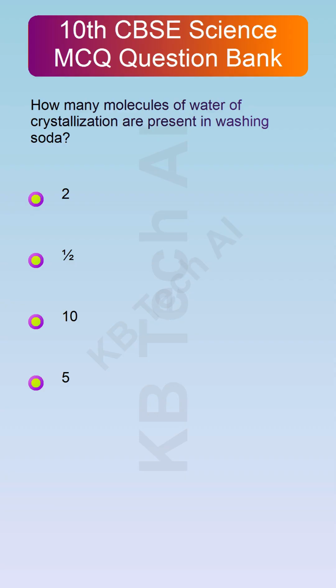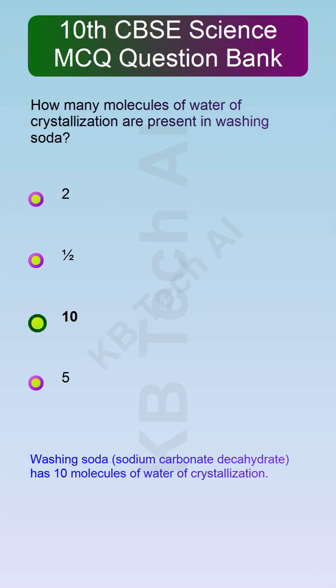How many molecules of water of crystallization are present in washing soda? Option 1, 2. Option 2, 1/2. Option 3, 10. Option 4, 5. The answer is option 3, 10.